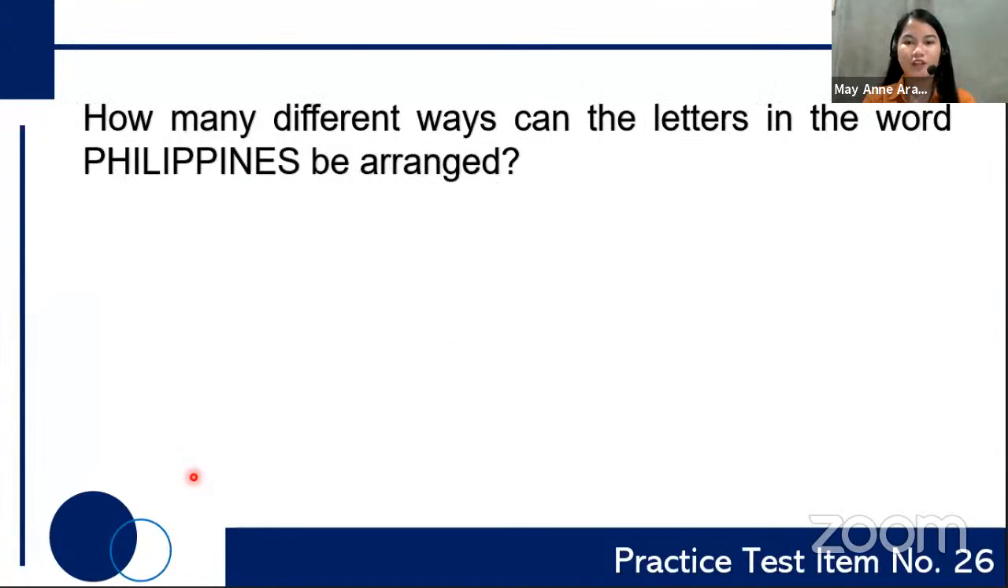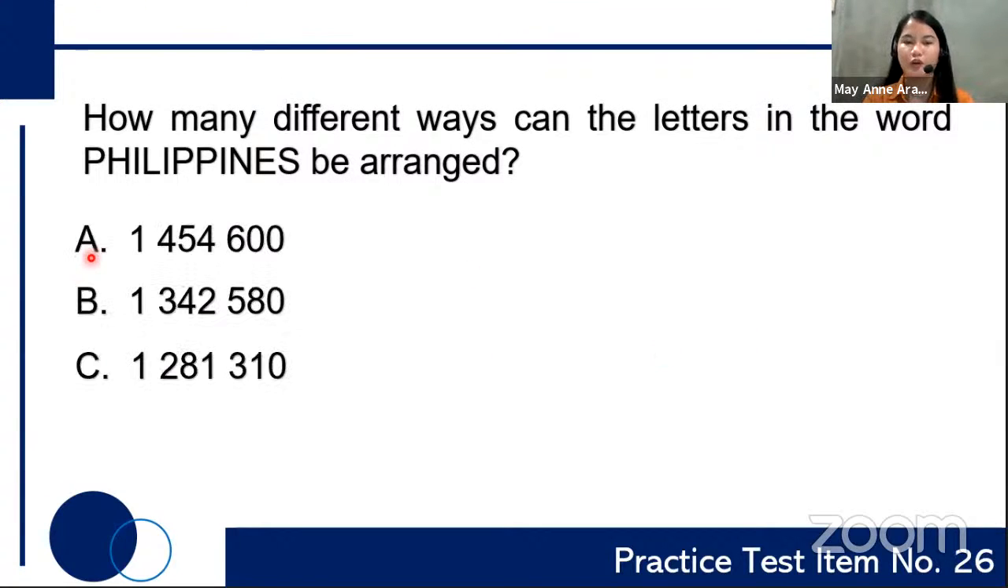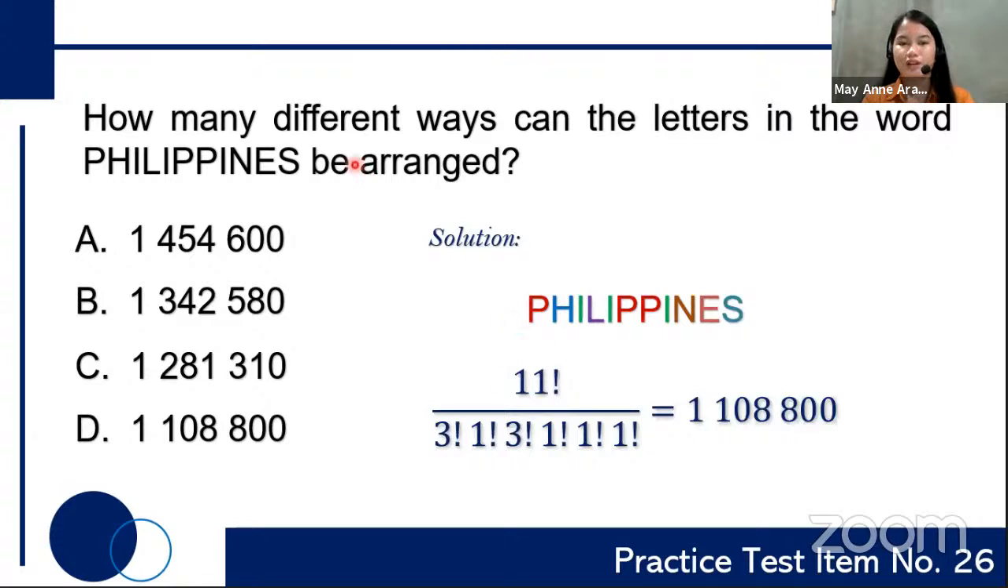Next, how many different ways can the letters in the word Philippines be arranged? Okay, here are the options. Like the word committee, there are repeated letters in Philippines. This is just a permutation, the indistinguishable permutation. How many letters are there in the word Philippines? You have 11 factorial. And how many P are there? You have 3. Then just count how many there are per letter. Again, the total of the denominator should be equal to the value of n. So we have here 1,108,800, which is letter D.